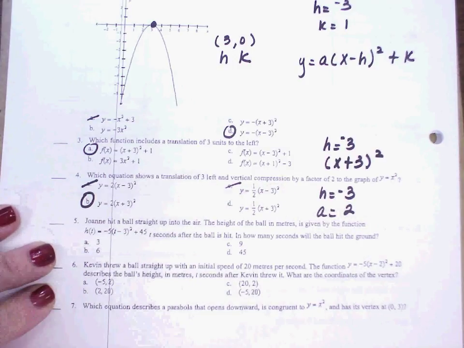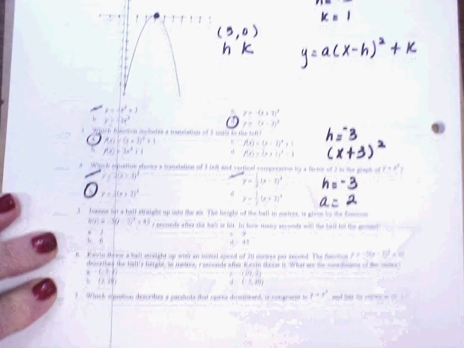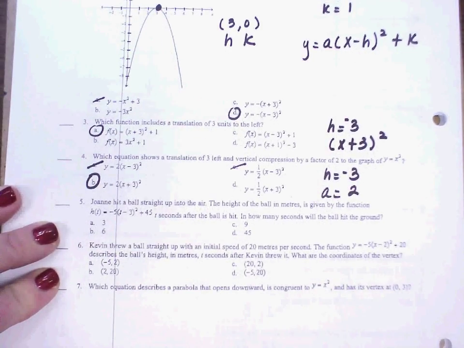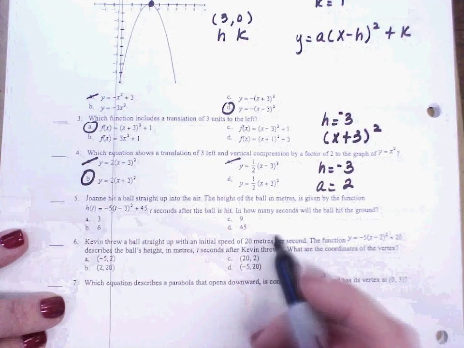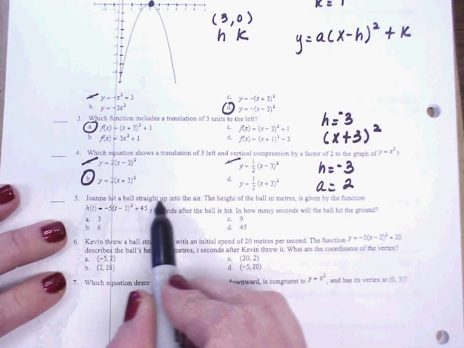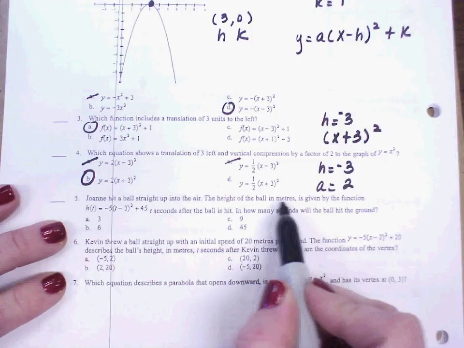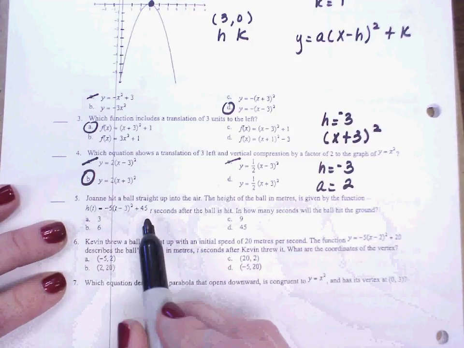All right. Johnny hit a ball straight up into the air. The height of the ball in meters is given by that function. After the ball is hit, how many seconds will it take for the ball to hit the ground? What are you looking for? Will it hit the ground?